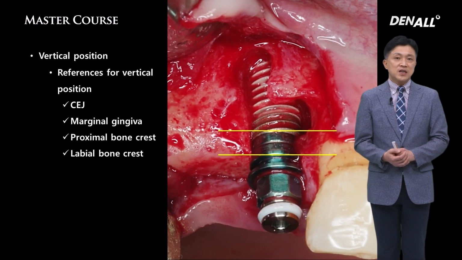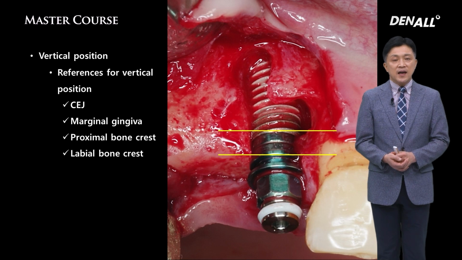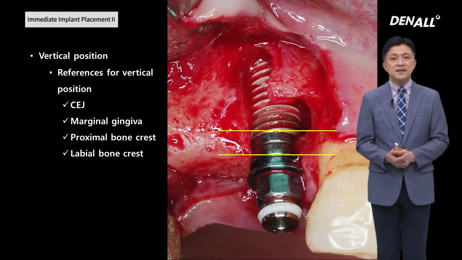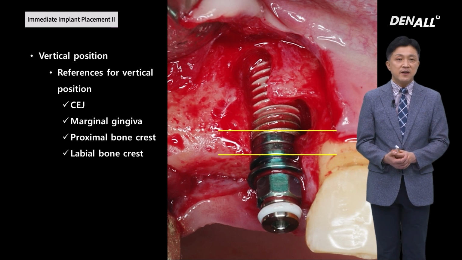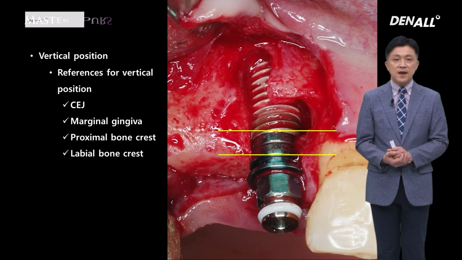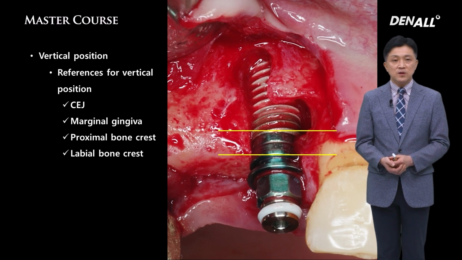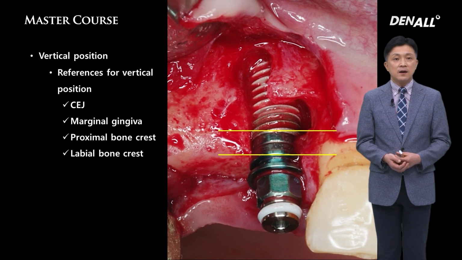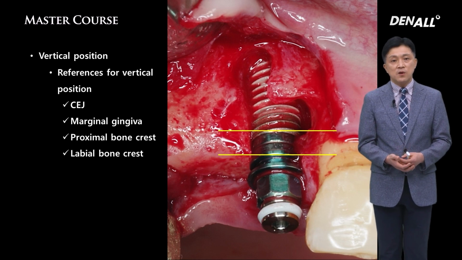Let's move on to vertical position. A lot of people experience difficulty in determining the vertical depth when doing immediate implant placement. The reference points for vertical position are approximately four: CEJ of adjacent teeth, marginal gingiva, proximal bone crest, and labial bone crest.